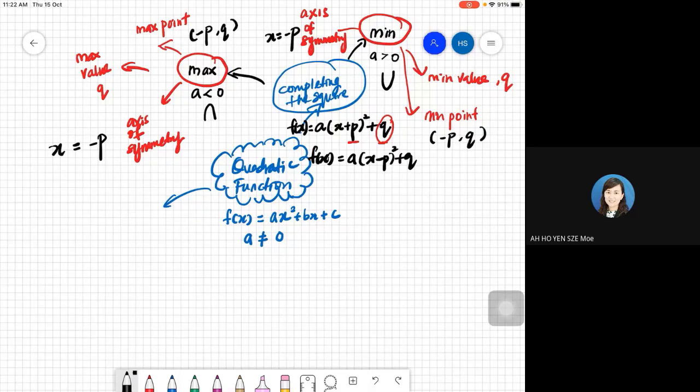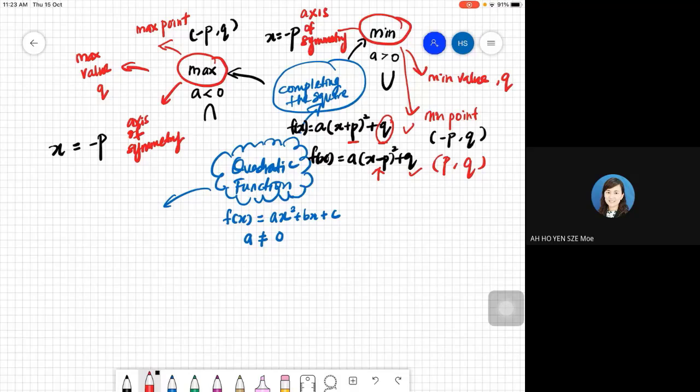If let's say the given general form is x minus p, the minimum point will become (p, q). Then the axis of symmetry will become x is equal to p. So it depends on the general form.